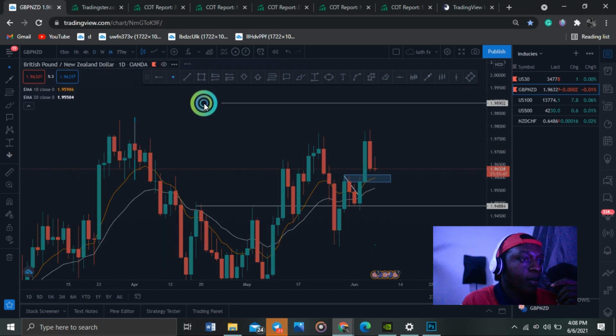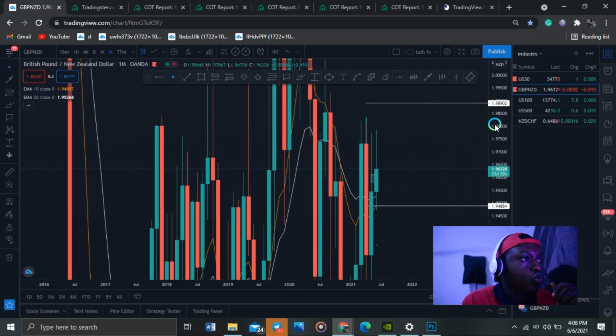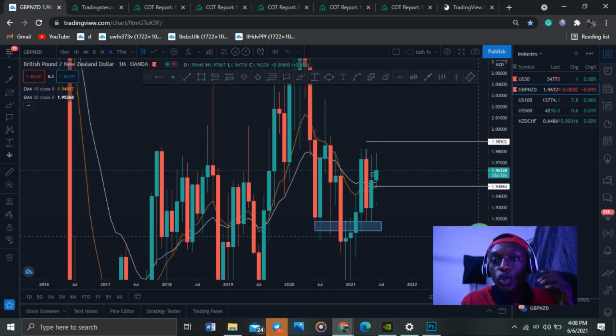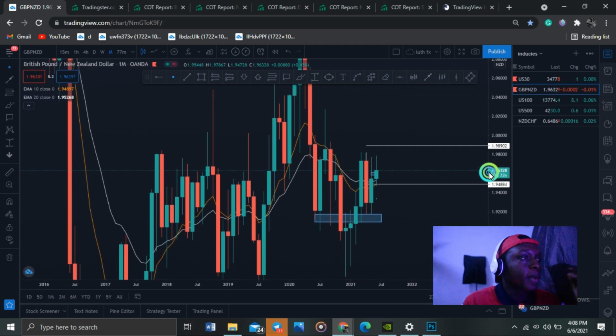So let's first start breaking down GBPNZD. Let's start from our monthly time frame down to our daily time frame. If you are new to the channel, or if you have been in the community for long, you know that anytime I'm analyzing the market, I start from the monthly time frame down to the daily time frame. I use these three major higher time frames to find the direction, and I take my entries on the 4 hour. I hope I'm making sense. So let's start breaking down the market from the monthly time frame.